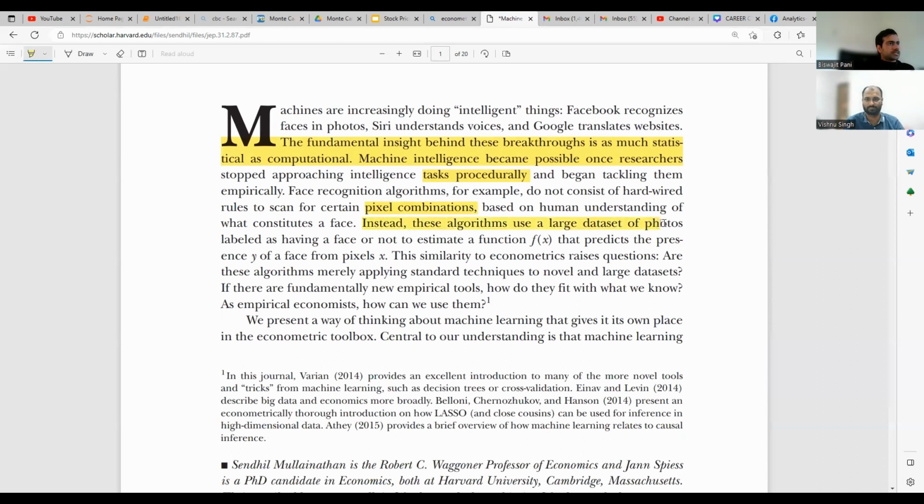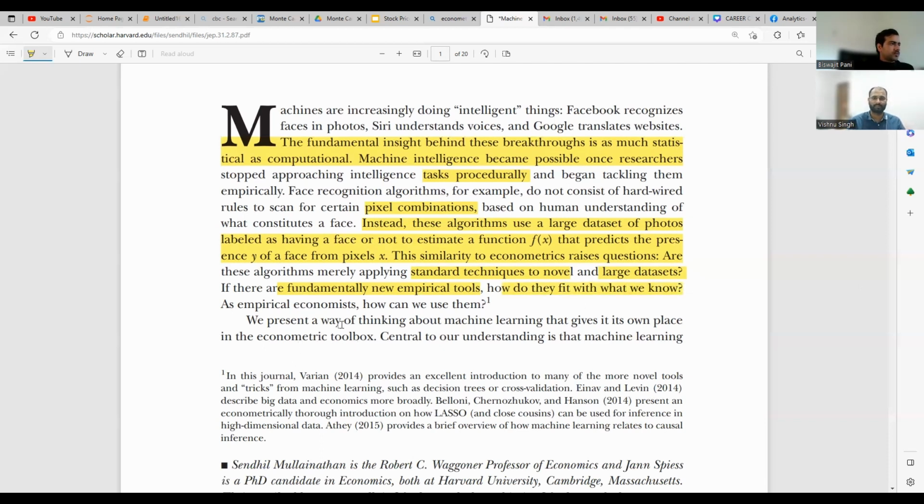Indeed, these algorithms use a large data set of photos labeled as having a face or not to estimate a function f(x) that predicts the presence y of a face from pixels x. This similarity to econometrics raises questions. Are these algorithms merely applying standard econometric techniques on large data, or are there fundamentally new empirical tools? This is also a question he's asking. How do they fit with what we know, as in what econometricians know?